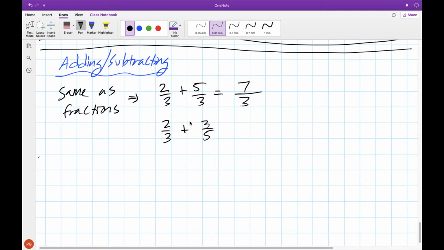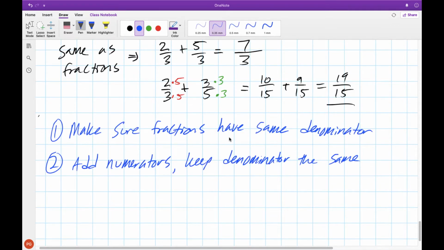If our denominators don't match, we need to make sure that they do. The way we change these fractions is by multiplying the top and bottom by the same value. If we multiply the top and bottom of this fraction by 5 and this fraction by 3, now our fractions have the same denominator and we can use what we did before to get our final answer. Just like with regular fractions, we start by making sure our fractions have the same denominator, then we add or potentially subtract the numerators, keeping our denominator the same.